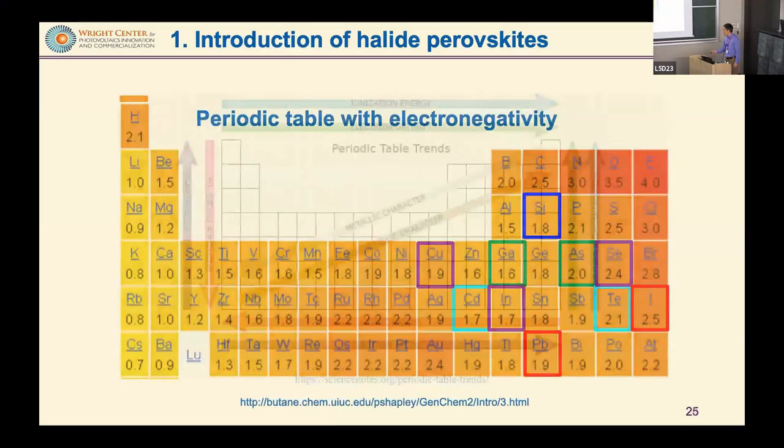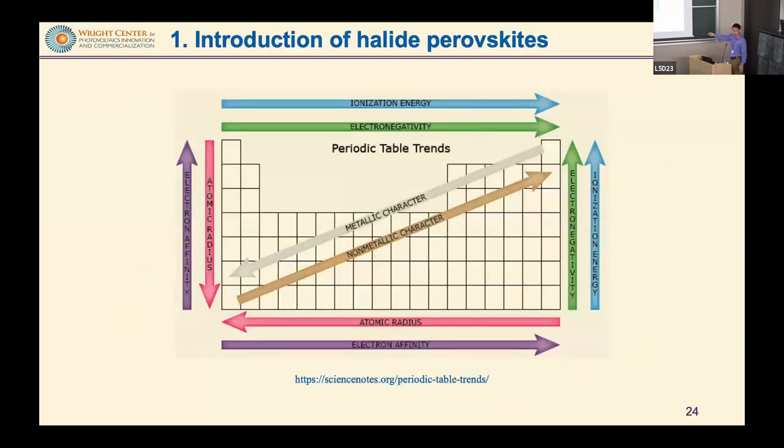The reason is that there's a trend. For many of the properties, of course, if you want very detailed information, you need to do more to understand. But for many of the properties, you can get a qualitative understanding just by looking at the periodic table.